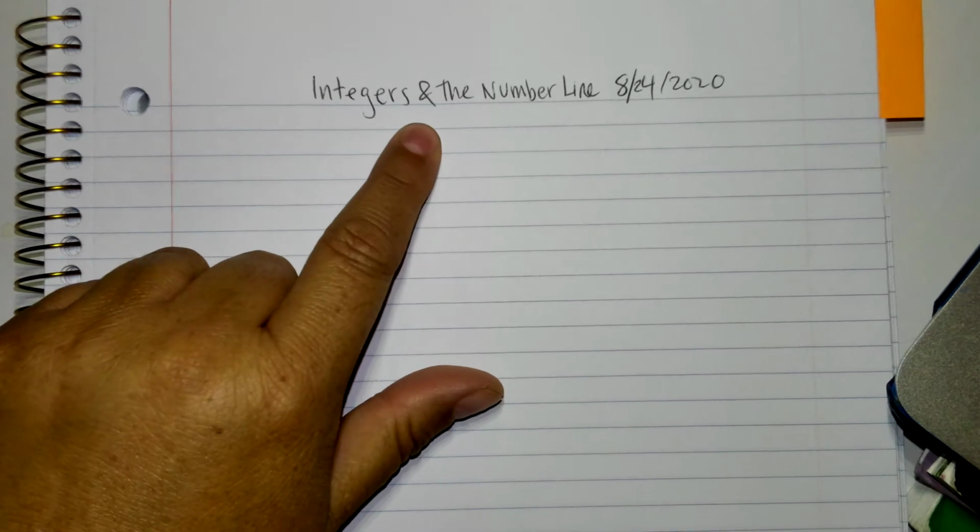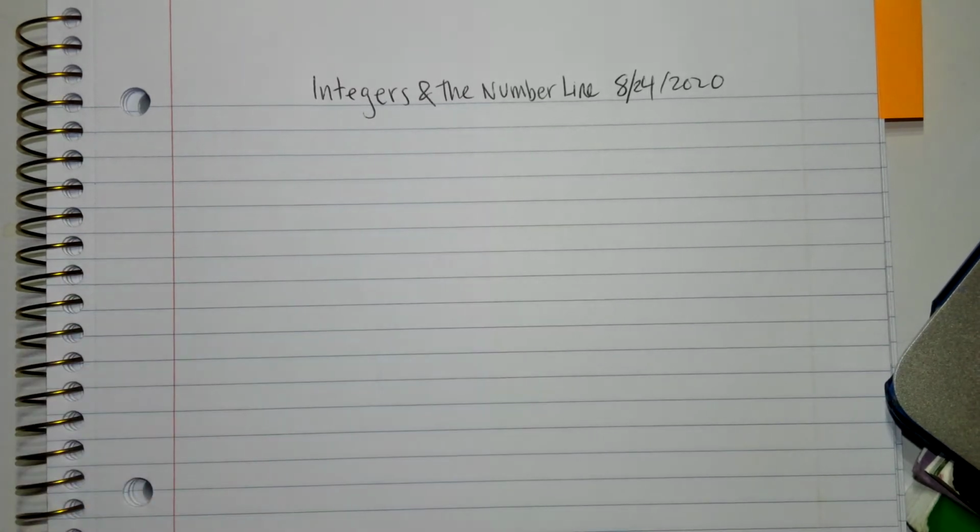This little thing I wrote right here is an and sign. It's called an ampersand. You can write the word and if you don't know how to make an ampersand.